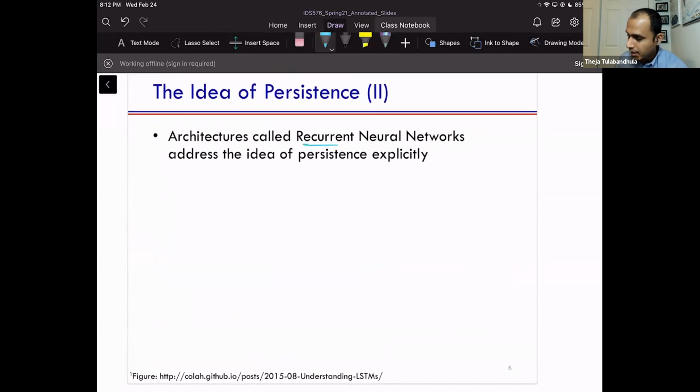And recurrent neural networks are one way to address this idea of persistence explicitly. Okay, so there's just one way. There are many ways to capture persistence. In fact, next session, as I said, we'll look at transformer architectures, which will also capture temporal information. So they also capture persistence. And we also know that in time series modeling, there are many, many methods to capture the idea of persistence.